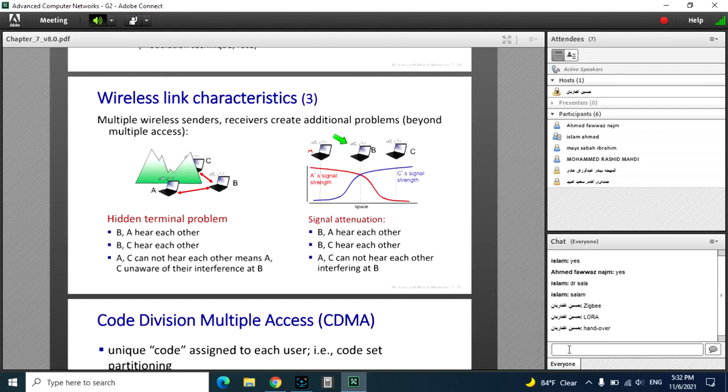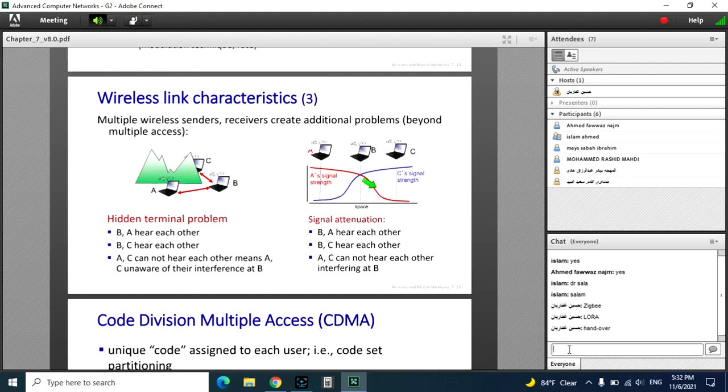Another type of hidden node problem or hidden terminal problem is the figure on the right. Here, in the right figure, I cannot see an obstacle, but A and C are far from each other. Okay. At this time, A and C again cannot see each other, but B can see them.